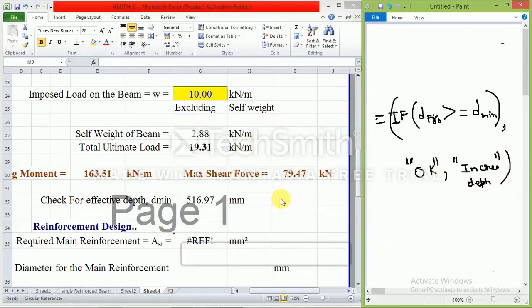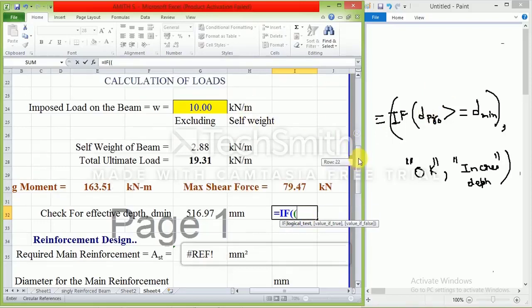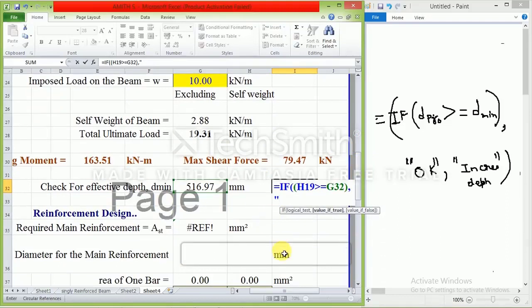So the same thing I am going to enter here: equals IF, opening a bracket, D provided, where is D provided? This is D provided, should be greater than or equal to D minimum. So this is D minimum. I am closing a bracket. Again I am entering a comma. The message it should show in the Excel format is okay. I am writing it with this symbol, okay. Let me write in caps, not an issue.